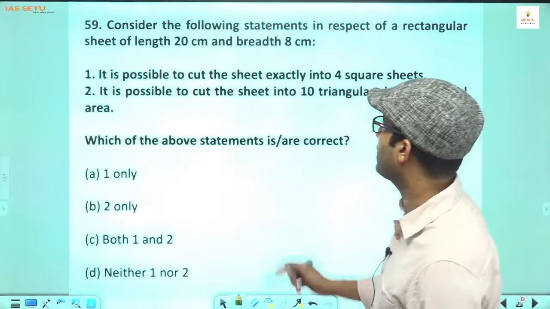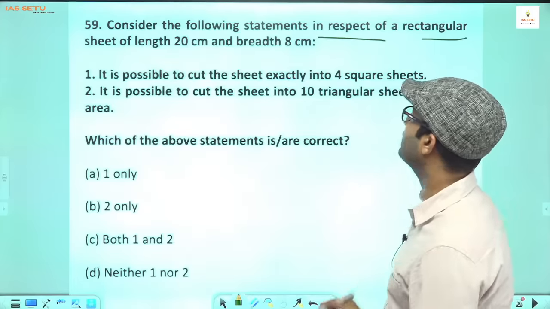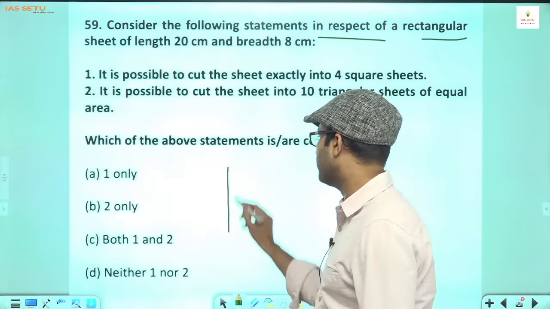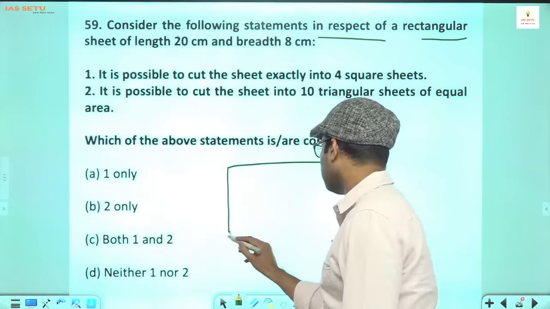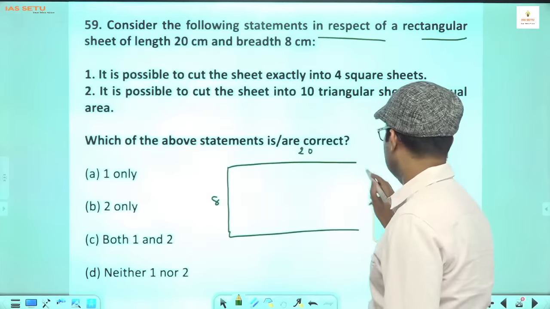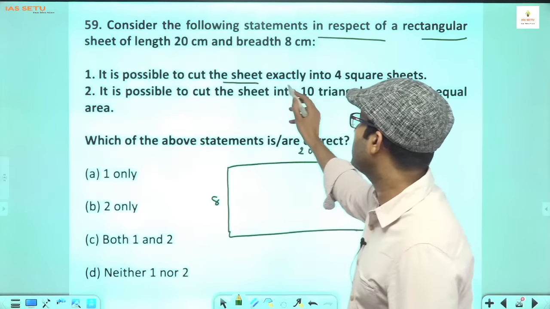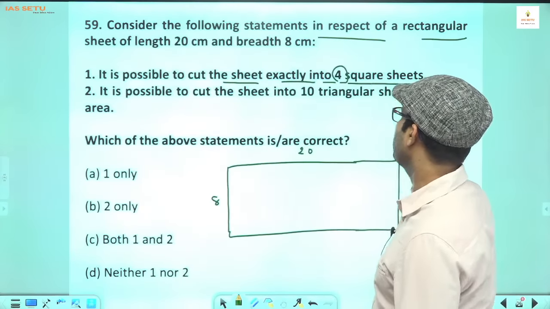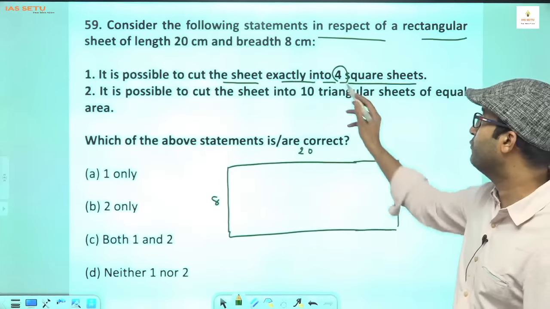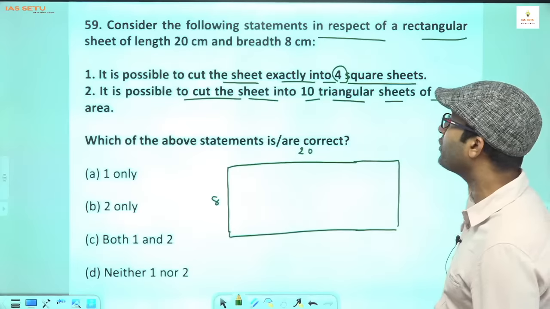Next is 59. Consider the following statements in respect of the rectangular sheet 20 centimeter by 8 centimeter. A pretty nice question, 20 by 8. It is possible to cut the sheet exactly into 4 square sheets. If you read the question carefully, 4 square sheets. It is possible to cut the sheet into 10 triangle sheets of equal area.